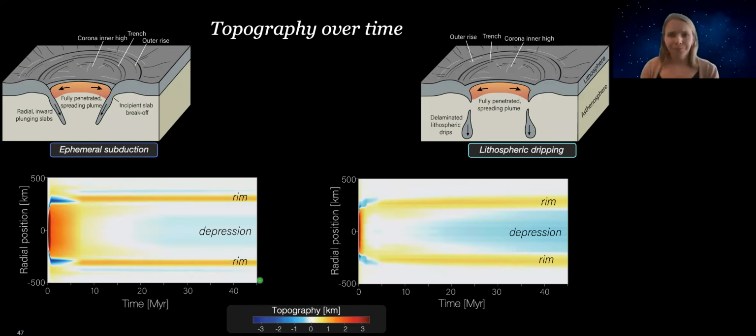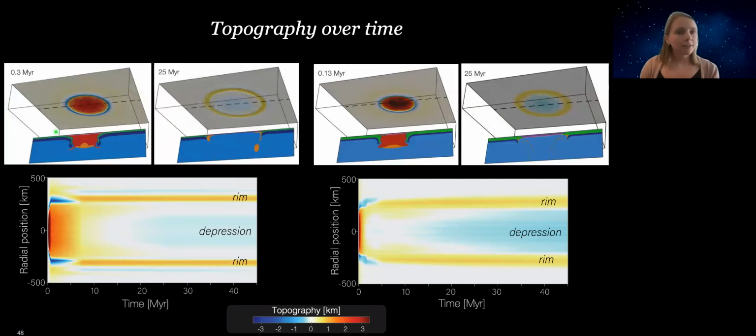Basically, the vertical axis in these graphs represents the radial position of the corona, with 0 being right in the center of the corona. And the horizontal axis marks the time. And you see basically the average topographic profile changing through time for the millions of years that we've modeled. So I also added some snapshots that show the early and the late phase of plume lithosphere dynamics.